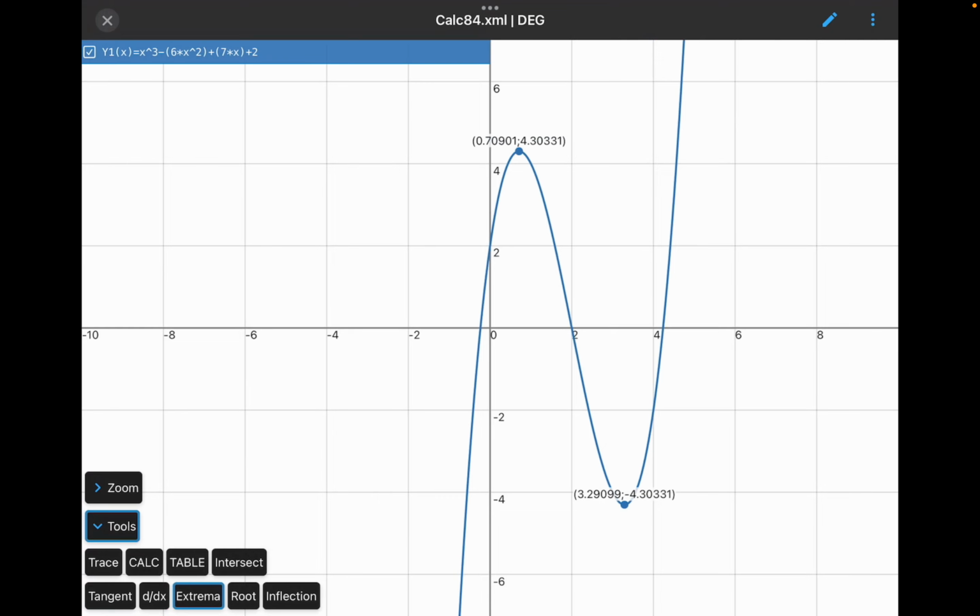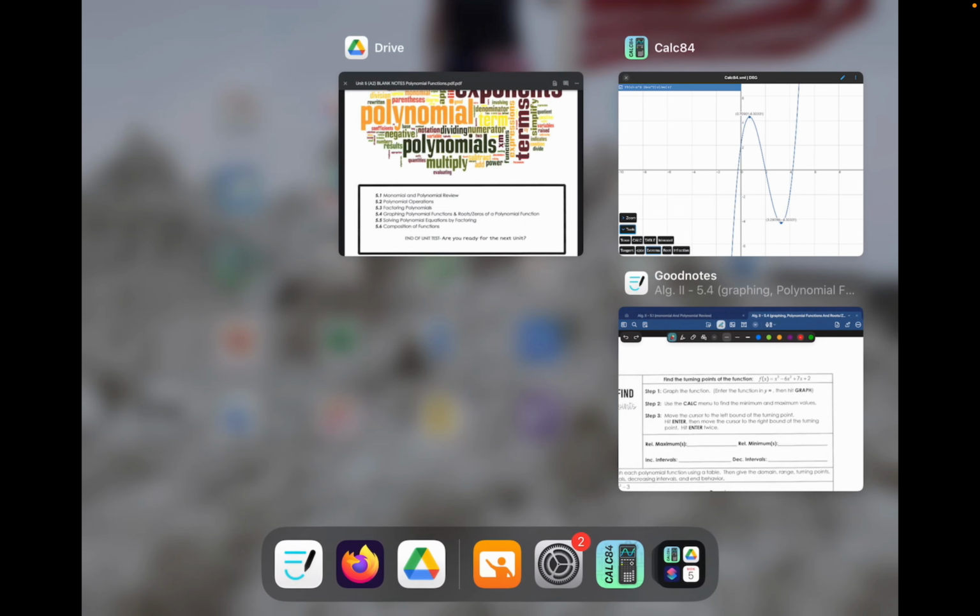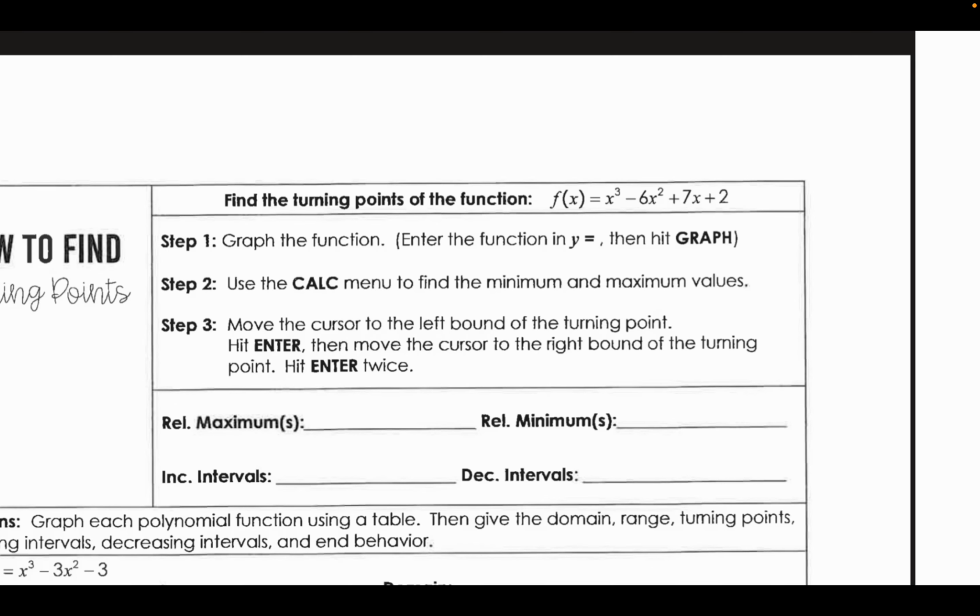Now, we don't have to write out that entire decimal, and actually that entire decimal is even rounded at that point after 5 digits. We'll make it a general rule that we'll round to the hundredths place, which is 2 decimal places. So for a relative maximum, let's record it here, would be 0.71, 4.30. And our relative minimum would be 3.29, negative 4.30.